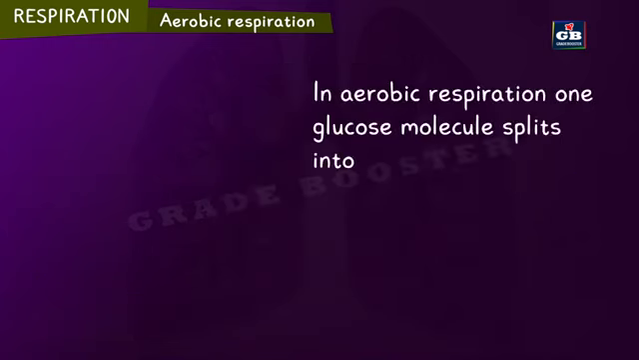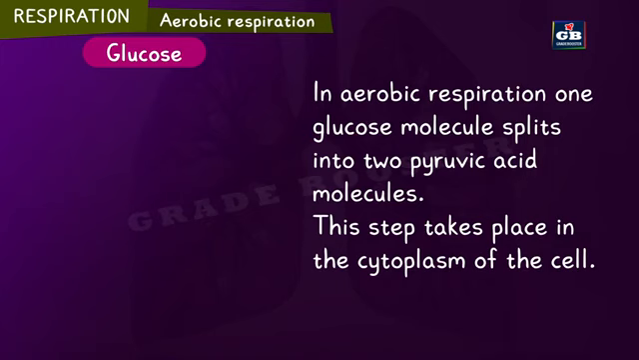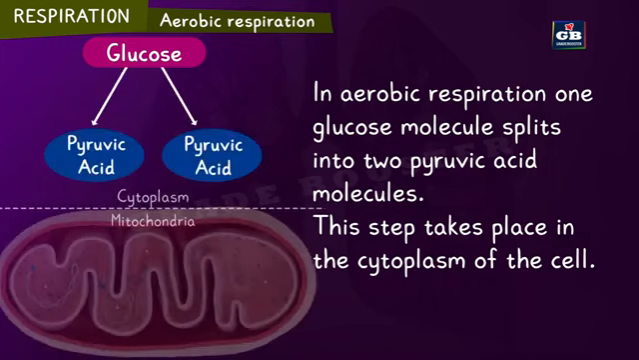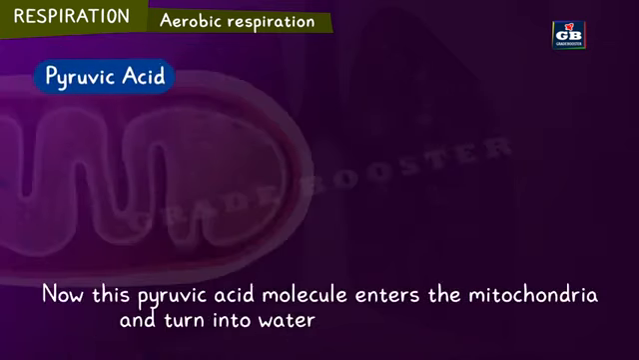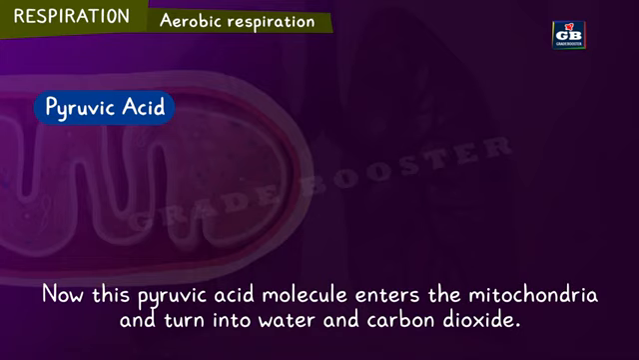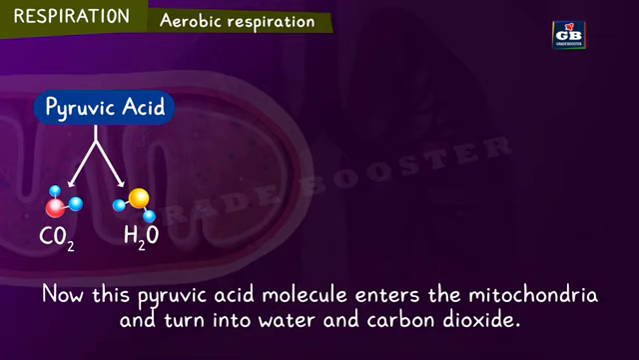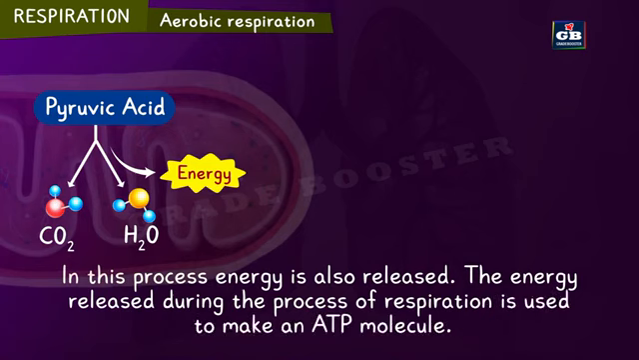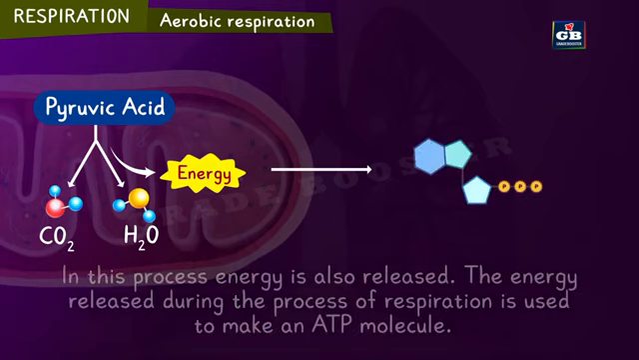In aerobic respiration, one glucose molecule splits into two pyruvic acid molecules. This step takes place in the cytoplasm of the cell. Now, these pyruvic acid molecules enter the mitochondria. Inside the mitochondria, these pyruvic acid molecules turn into water and carbon dioxide. In this step, energy is released. The energy released during the process of respiration is used to make ATP molecules.